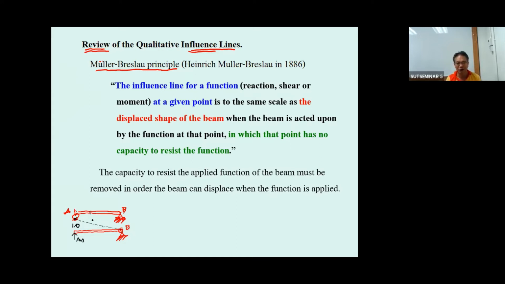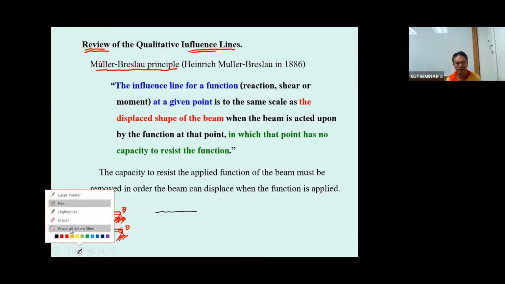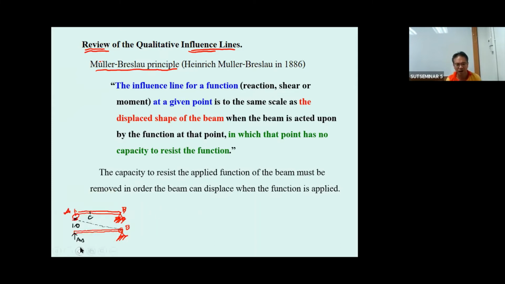If you would like to draw the influence line at point C, again by using Maxwell and Müller-Breslau, let me erase this and use the red one.